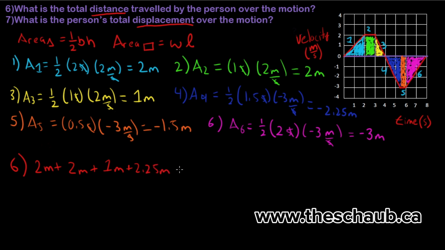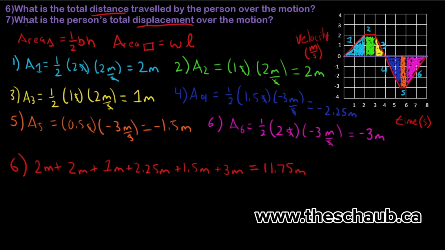2.25 meters. Remember, we're calculating distance traveled, so the direction doesn't matter. Regardless of what direction they walk this 2.25 meters, they walked it. In our fifth segment here, we went 1.5 meters, and in our sixth segment, we went 3 meters. This gives us a total distance traveled of 11.75 meters if we total all of these individual distances.